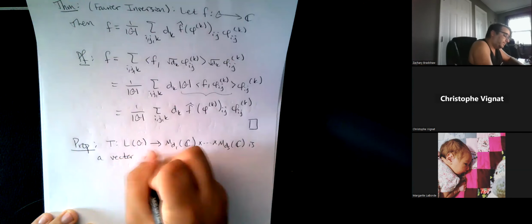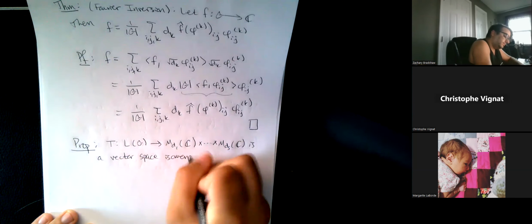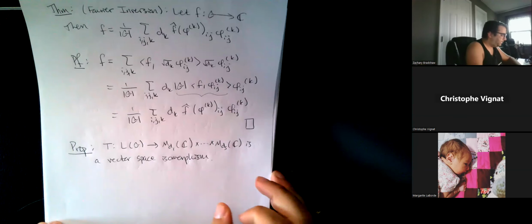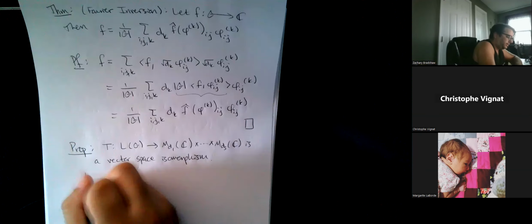This is a vector space isomorphism. Okay, so linearity, well, I'll go ahead and do it, why not?